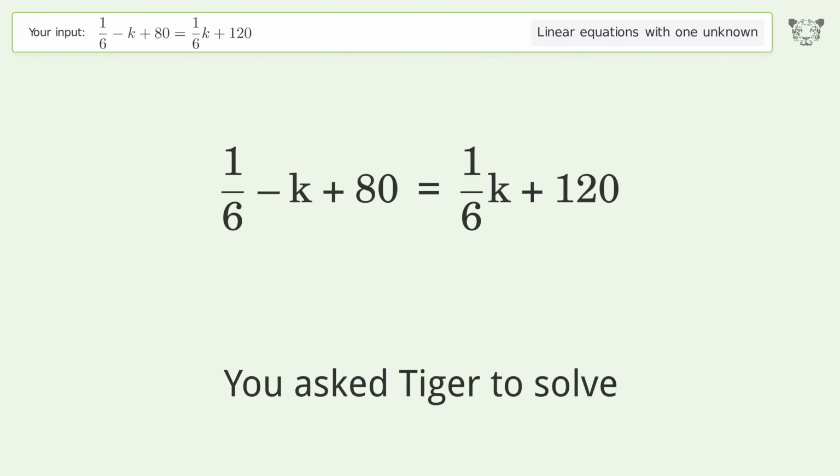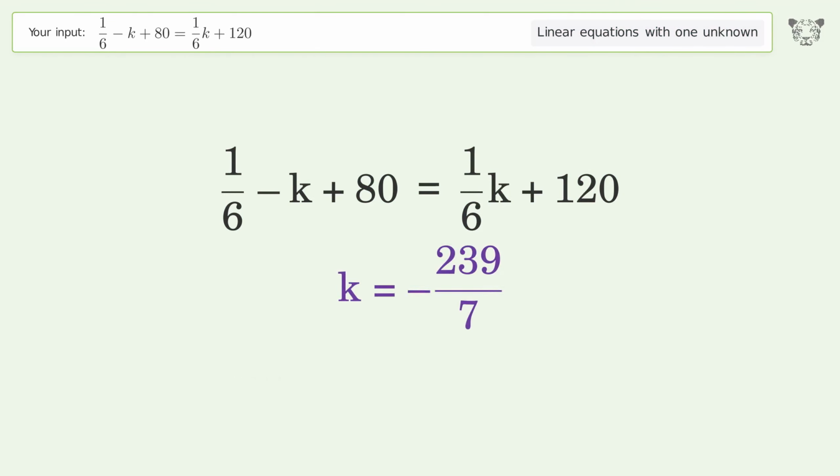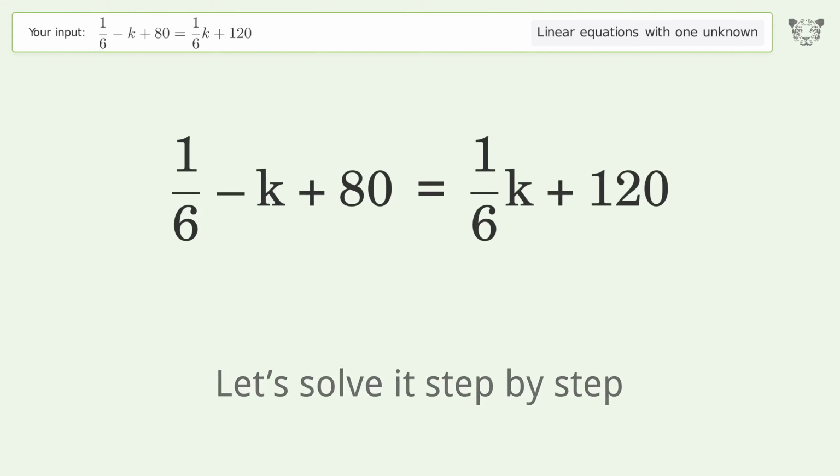You ask Tiger to solve. This deals with linear equations with one unknown. The final result is k equals -239/7. Let's solve it step by step.